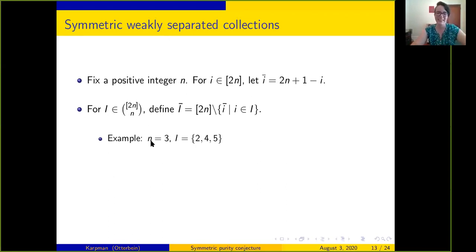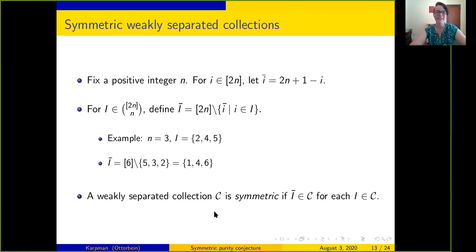Just as a quick example, I have here n equals 3, so 2n equals 6. Capital I, my set, is {2, 4, 5}. To get what I'm going to call the reflection of capital I, take the set of integers 1 through 6. Since 2 was in I, I have to knock out 2 bar, or 5. Since 4 was in I, I have to knock out 3. Since 5 was in I, I knock out 2, and I'm left with {1, 4, 6}.